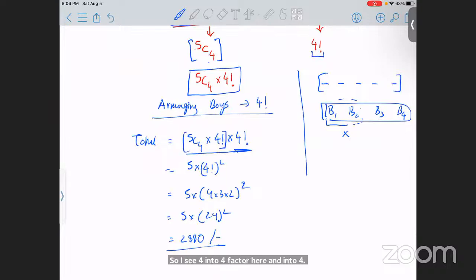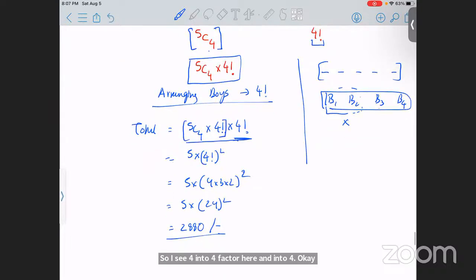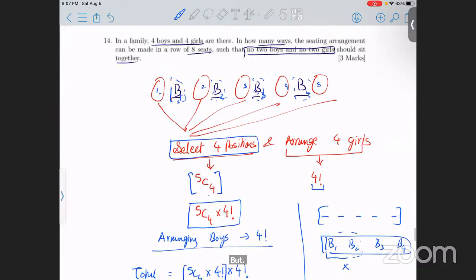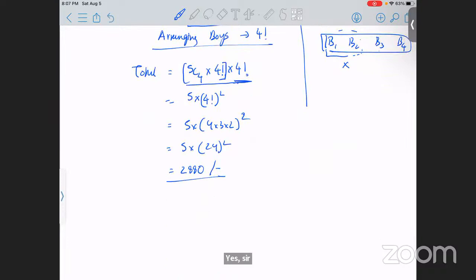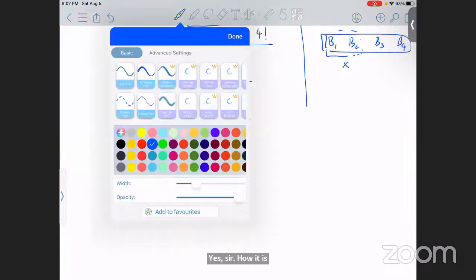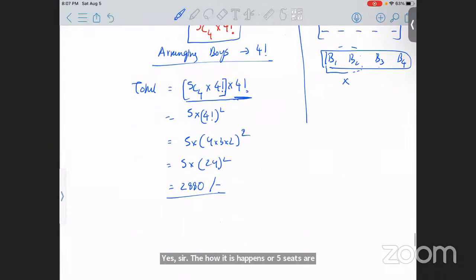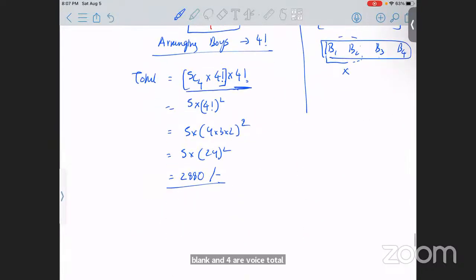But sir, we have a total of 8 seats. Look, how does 8 seats happen, sir? 5 seats are blank and 4 are boys, total 9. No, not 9. Okay, good question.